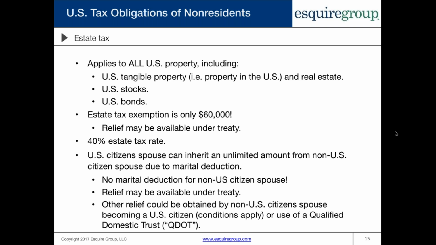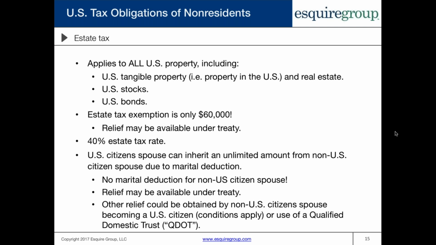Estate tax differs from gift tax a little bit in that U.S. estate tax applies to all U.S. property owned by a non-resident alien. So that's much like the gift tax, it applies to tangible U.S. property and real estate, but it also applies to intangible U.S. property. So the U.S. estate tax would apply to U.S. stocks and bonds.